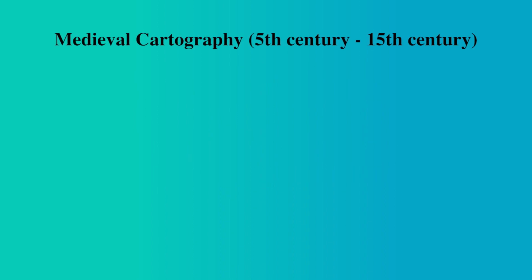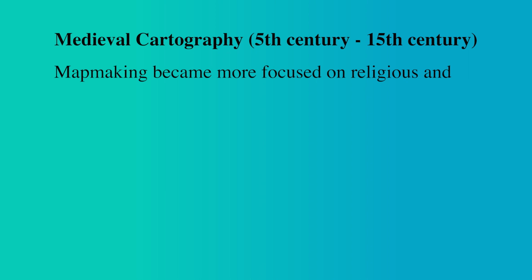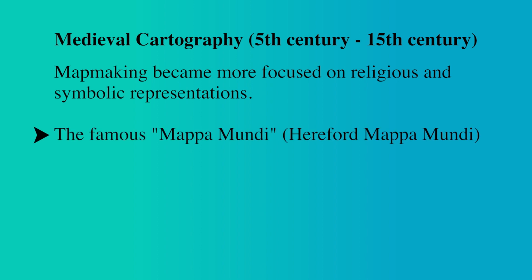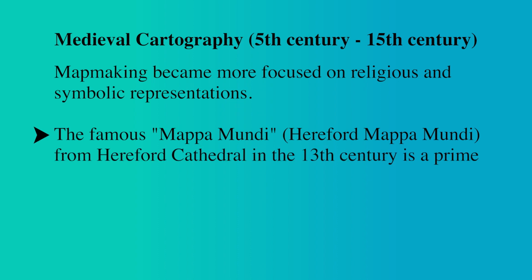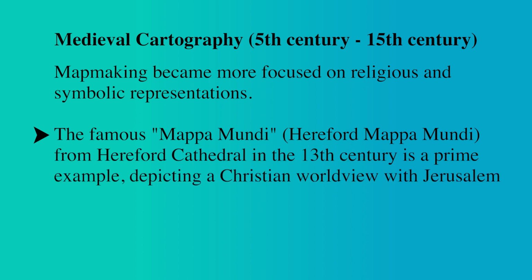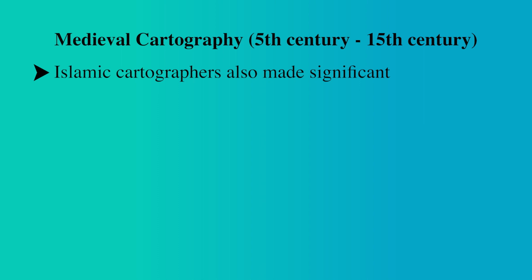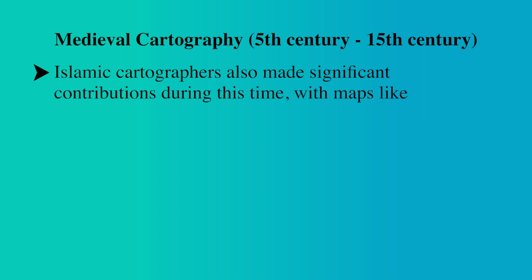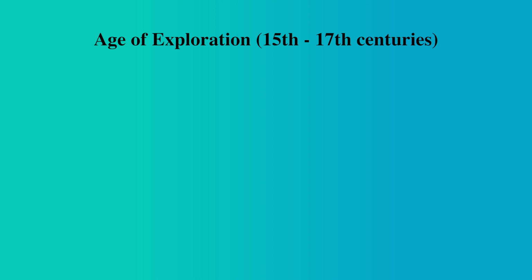From 5th to 15th century AD, during the medieval period, map making became more focused on religious and symbolic representations. The famous Hereford Mappa Mundi from the 13th century is a prime example, depicting a Christian worldview with Jerusalem at the center. Islamic cartographers also made significant contributions during this time with maps like Al-Idrisi's Tabula Rogeriana. Then came the age of exploration.